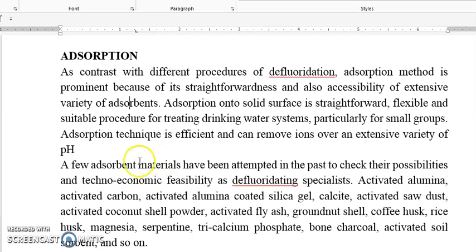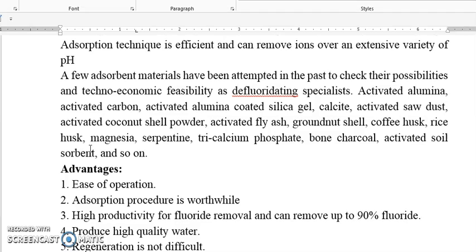And adsorption technique is also efficient, and it can remove ions over a variety of pH. So varying pH values also you can use the adsorption technique.